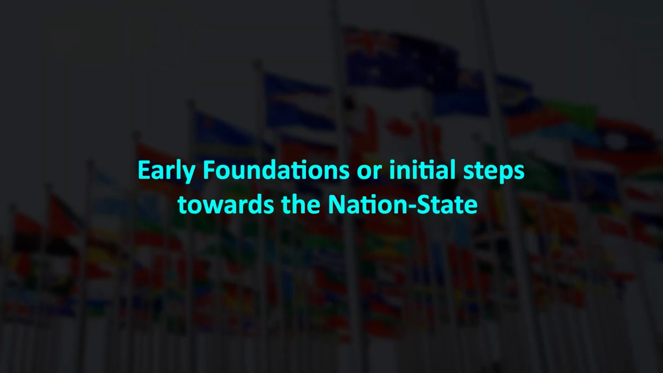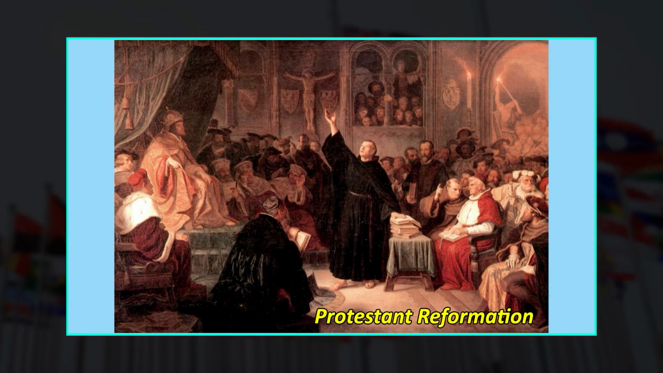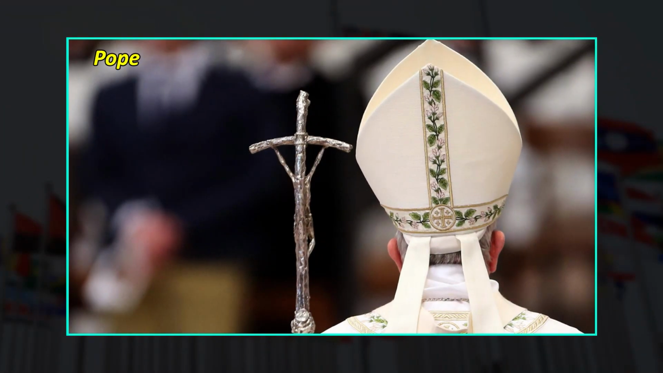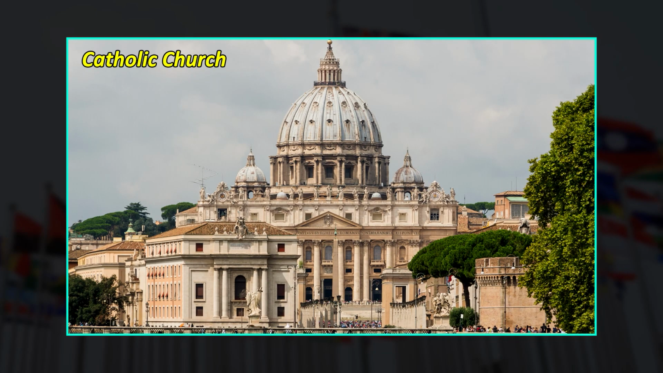Now, dear students, let us examine the early foundations or initial steps towards the nation state. Dear students, the challenge to the International Christian Society about which we just talked, that was trying to provide an overarching unity to the fragmentary nature of the political authority in Europe, came in the form of Reformation at the beginning of the 16th century. Also known as the Protestant Reformation, this movement challenged the religious power of the Pope and the Catholic Church.